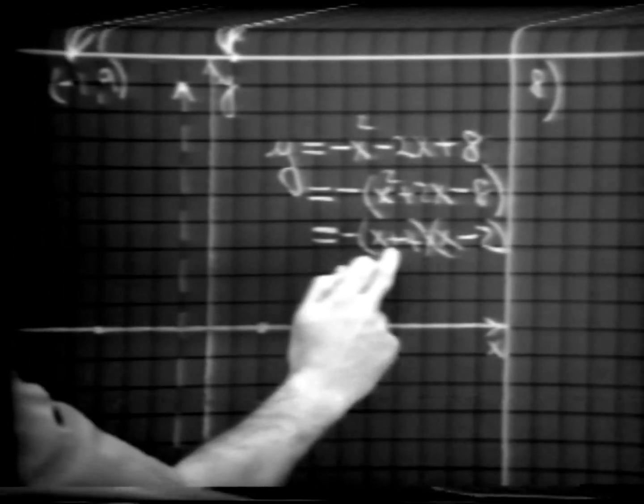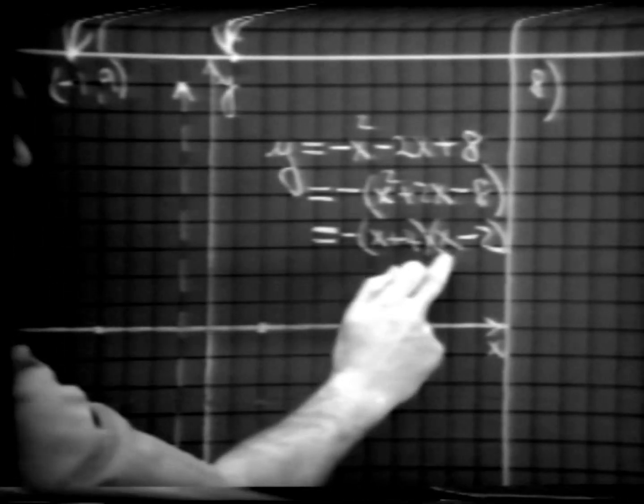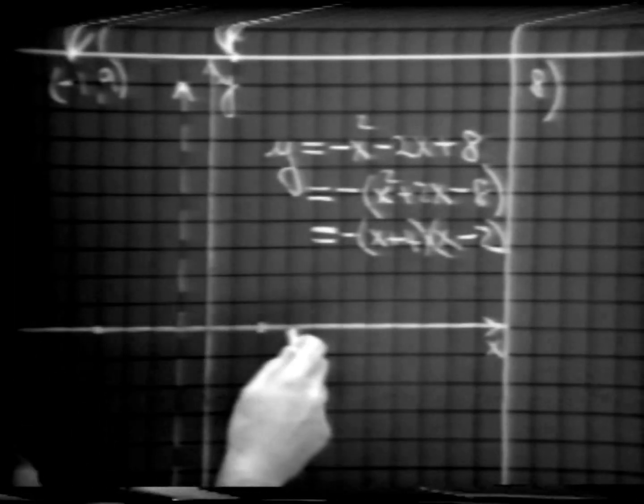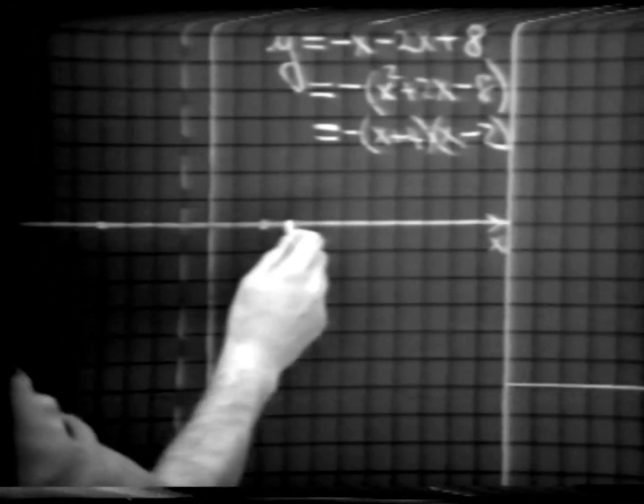Now, let's take one more point somewhere, perhaps when x is 3, and see what value we get. When x is 3, we have what? 3 plus 4 is 7. 3 minus 2 is 1, so you're down at, where? Negative 7.